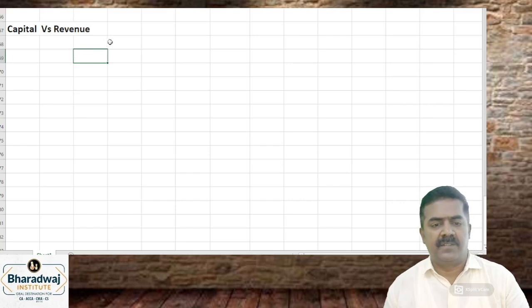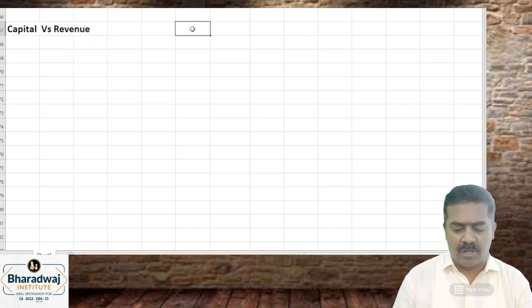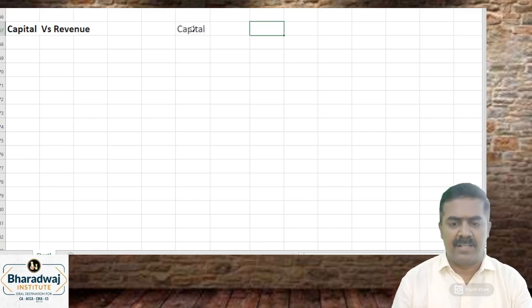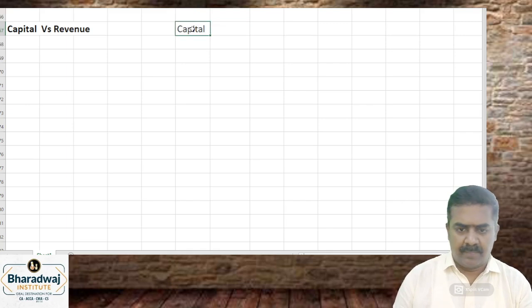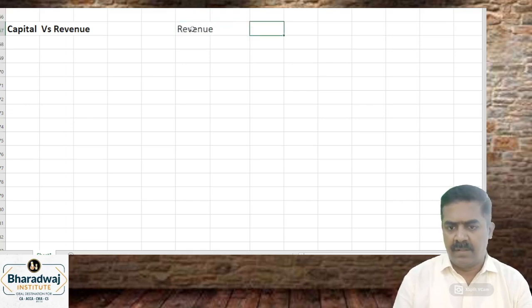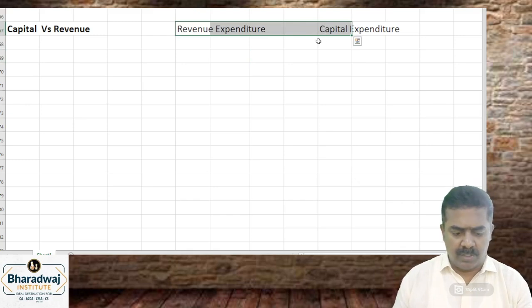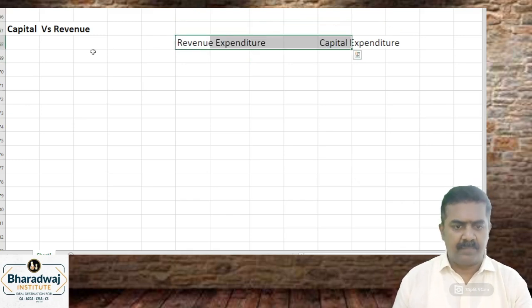Capital versus revenue. Sir, why should we learn this? For accounting, they cannot prepare which account? P&L account and the balance sheet. Revenue transaction, capital transaction. Let us take capital expenditure and revenue expenditure. What to learn, why we should learn.